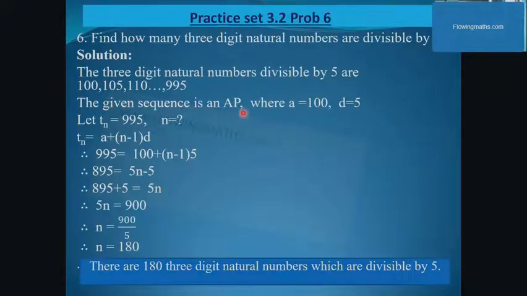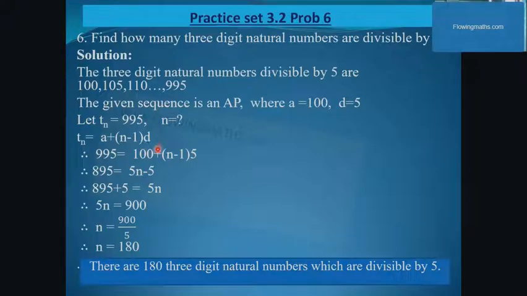Now the given sequence is an AP where A is equal to 100, D is equal to 5, and the last term Tn is 995. Now we want to know what is the value of n here. Once we know the value of n, we know how many 3-digit natural numbers there are, because n will be the number of natural numbers which are divisible by 5. So Tn value is 995. We need to find n.